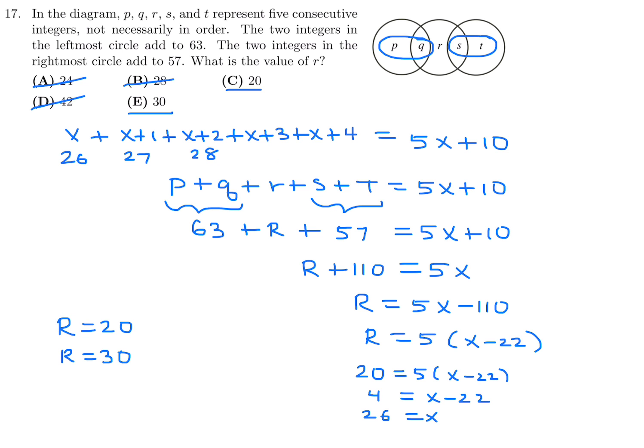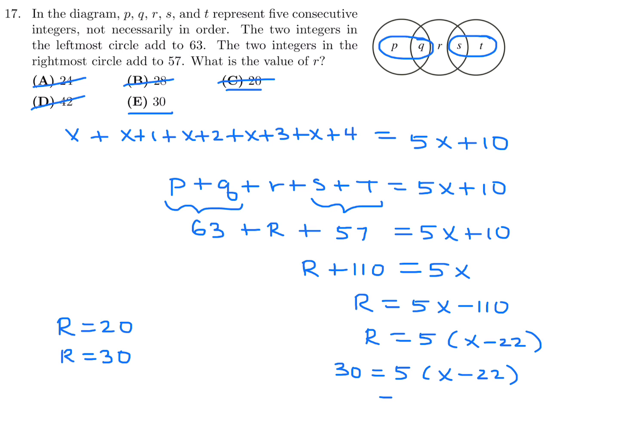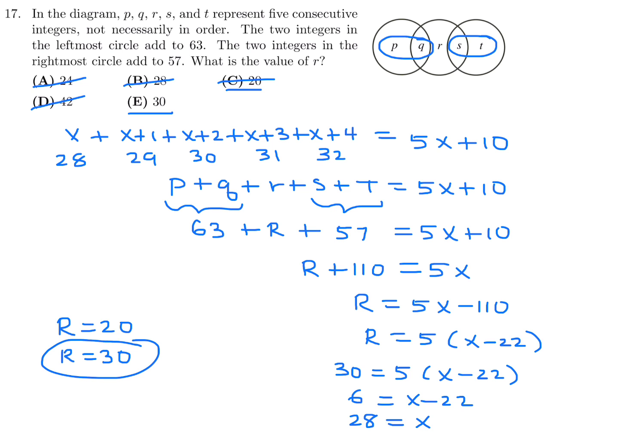So that means R must be 30, but just to be on the safe side, let's actually do it and see what we get for 30. So R is 30 this time. We've eliminated this. We pretty much got the right answer, but let's just do it. That means we got 6 equals x minus 22, and therefore x is 28. So we have 28, 29, 30, 31, and 32 as my integers, and one of them can definitely be 30. So that works. So number 17, in a very thorough way, the answer is E.